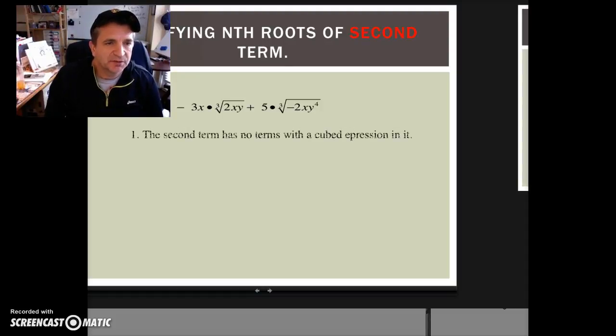So here's the problem again. Now we're going to look at the second expression. Well, the second expression has no cube terms. Let's take a look at it again closely. I got minus 3x times cube root of 2xy. So 2 obviously is not a cube number, nor is x or y. So we leave it alone. We'll use it later.